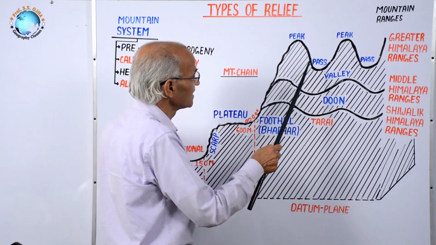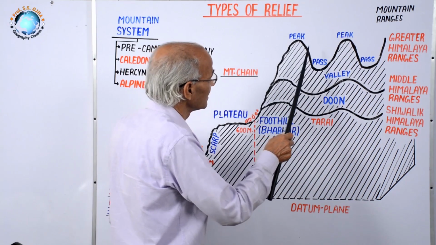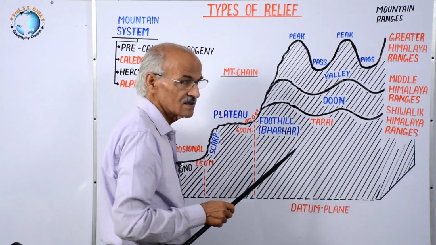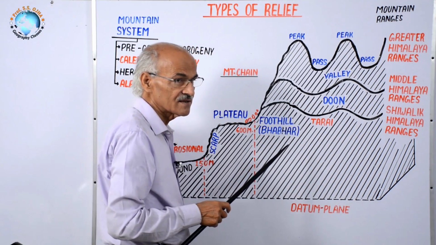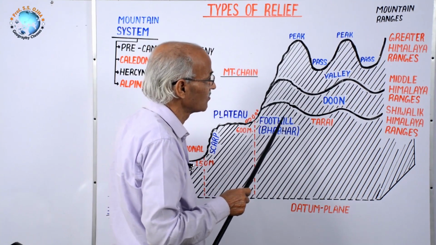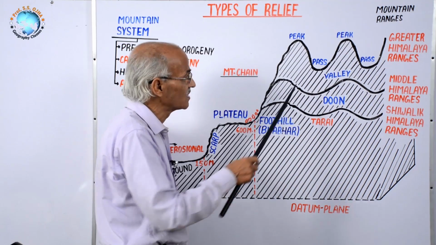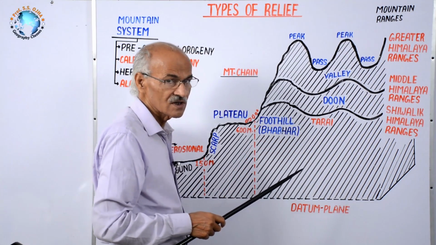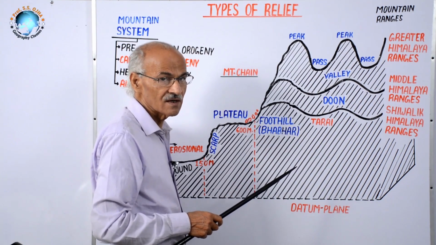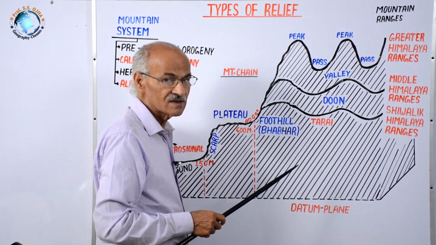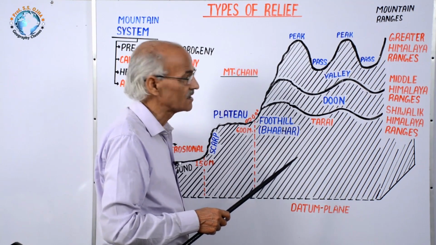And Greater Himalayan range has some peaks and passes. Its top is not flat topped. Why? Because at the time of formation, when it came out of geosyncline, Tethys geosyncline, there was differential force in tectonics.